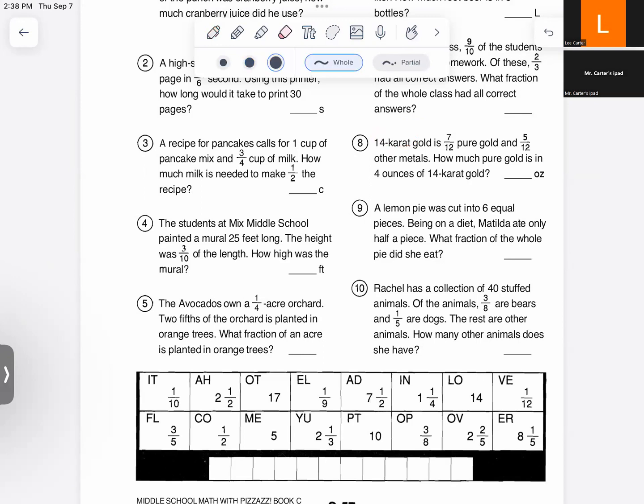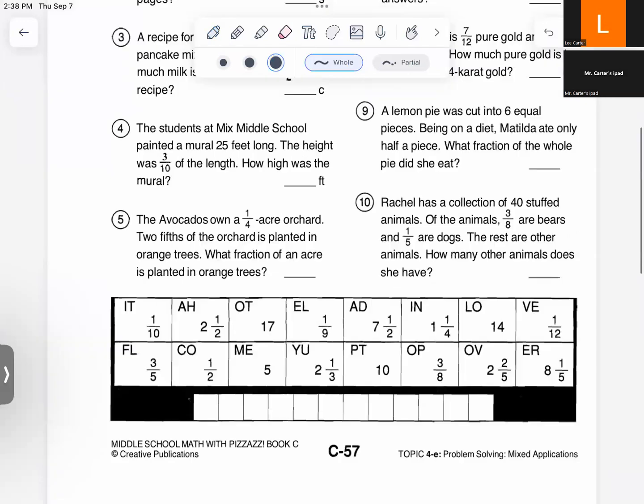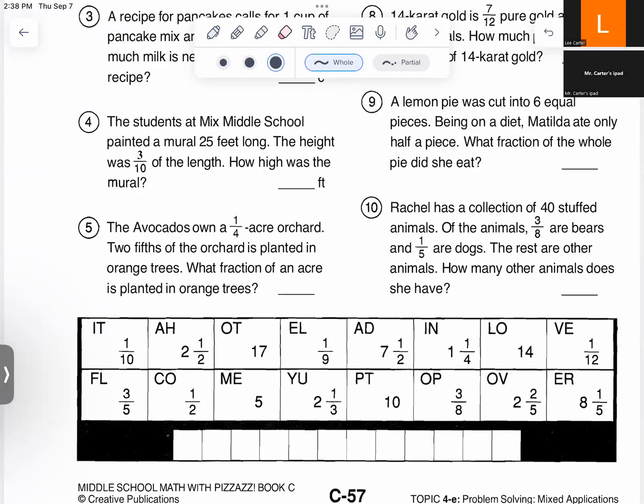All right. One I did want to point out to you is where it says Rachel has a collection of 40 stuffed animals. Number 10 of these, 3/8 are bears, 1/5 are dogs, the rest are other animals. How many other animals does she have? So you got bears, dogs, and other animals.